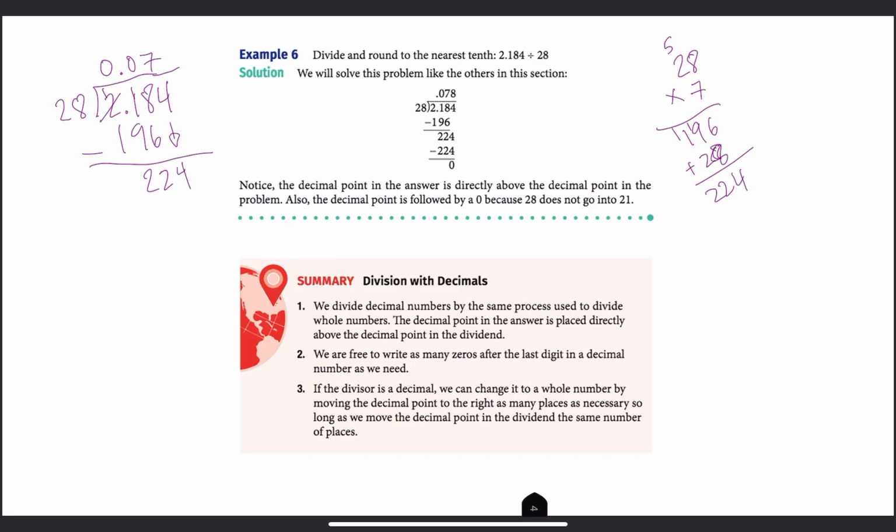$224. Oh yeah, it goes in perfectly. So that was 7 times, so this would be 8 times. So that'll go in 8 times, because 8 28s is 224. And when you subtract to get 0 as a remainder and nothing to bring down, it means it went in evenly. It just went in evenly a fractional amount.